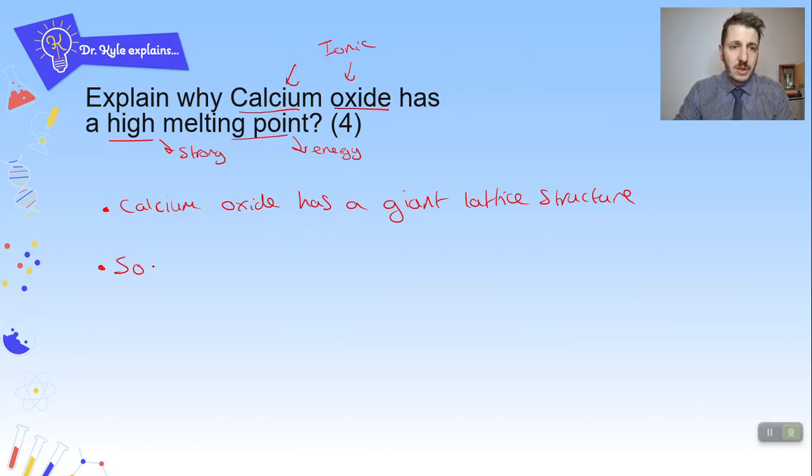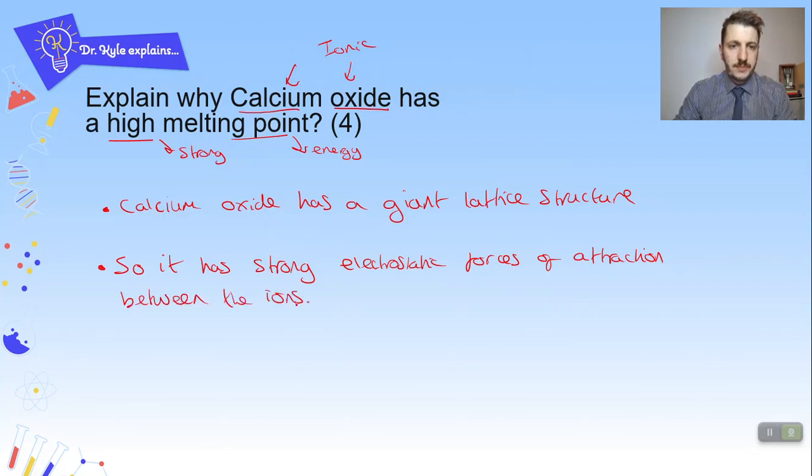So we say, so it has strong forces of attraction. What do we call those forces of attraction in an ionic compound? They're electrostatic forces of attraction between the ions. These forces act in all directions.